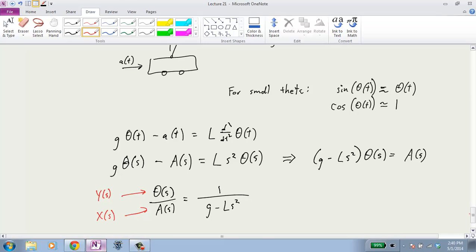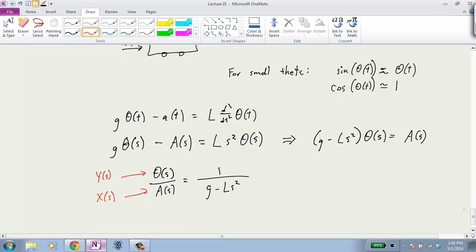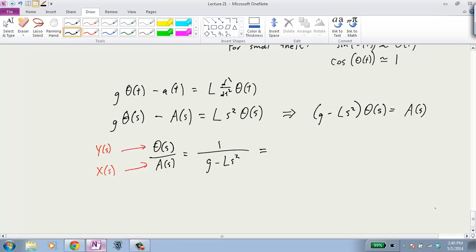All right, so we get a system like this, and if we want to split it into its poles, what are the poles of this system? The poles are plus or minus square root of g over L. And you can then rewrite this as minus 1 over L, over s plus square root of g over L, times s minus square root of g over L.